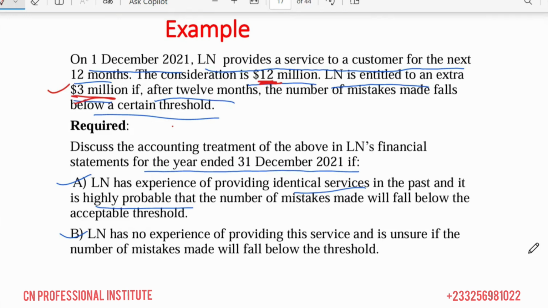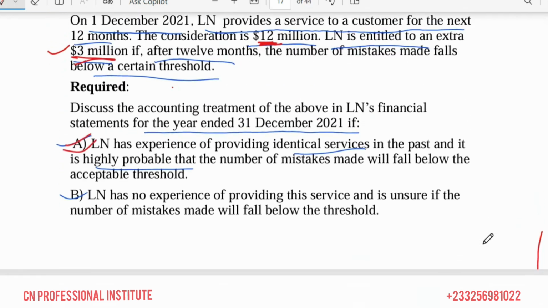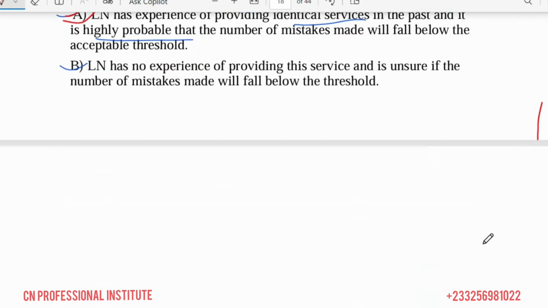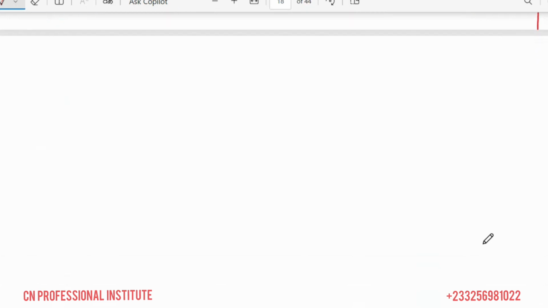So if they record the 3 million as variable consideration, it's highly probable that they will not go back and reverse, because A is saying they have experience. So they are certain that if they record it, they will not go back and reverse. Are you following? So A meets the criteria or the condition for us to record the variable consideration, because it's very probable that they will stick to the terms, or they will reduce the number of mistakes, and therefore they can record the variable consideration.